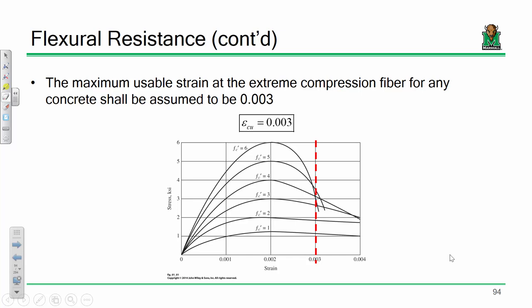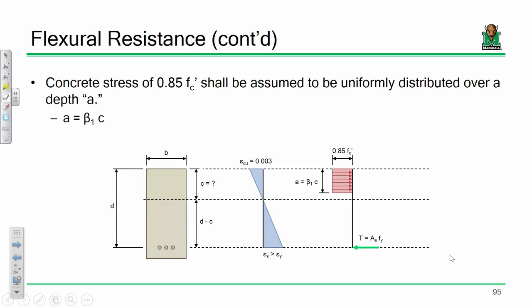Now, for our strain profile, we always assume that the concrete has a maximum strain of 0.003. That is a maximum value, and it is constant. And that's because regardless of our material, regardless of whether we're dealing with 4 KSI concrete, 5 KSI, 6 KSI, 0.003 is a reasonable maximum cap regardless of our compressive strength. So it's a good, simple estimate, okay?